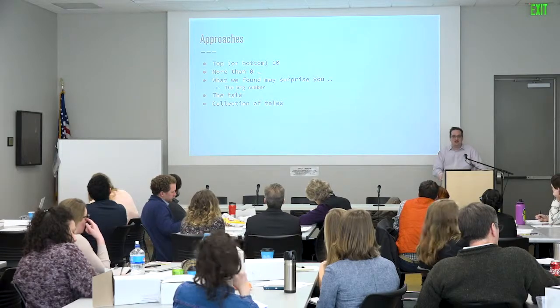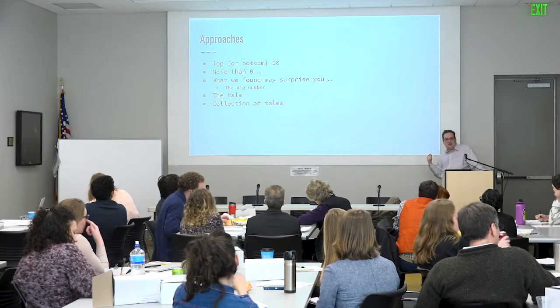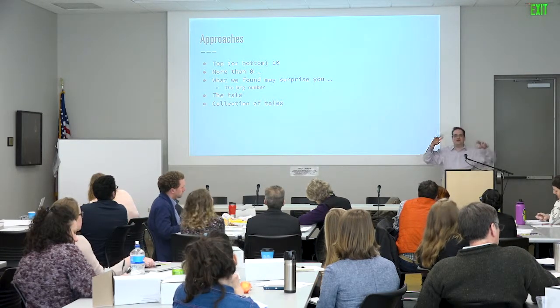The what we found may surprise you. This, including the big number, right? 374 schools have been built in places, right? That's the variation. It's not just more than zero. It's here's a big number. Here's a number that is going to impress you, which is a variation on the what we found may surprise you.